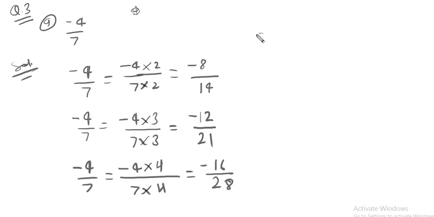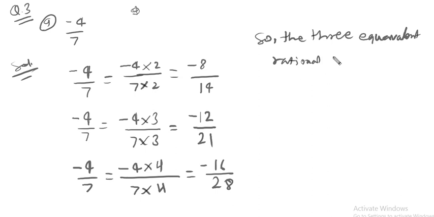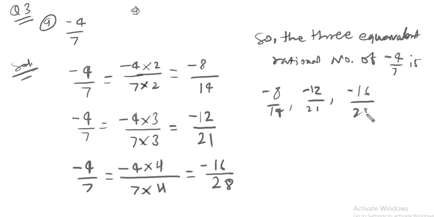So you can write here the three equivalent rational numbers of minus 4 by 7 are minus 8 by 14, minus 12 upon 21, minus 16 upon 28. Right? These are the three equivalent numbers.